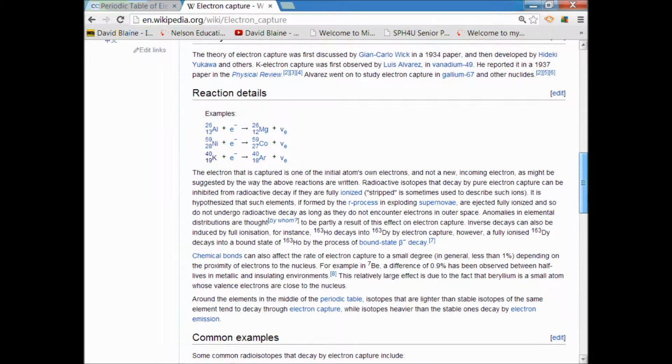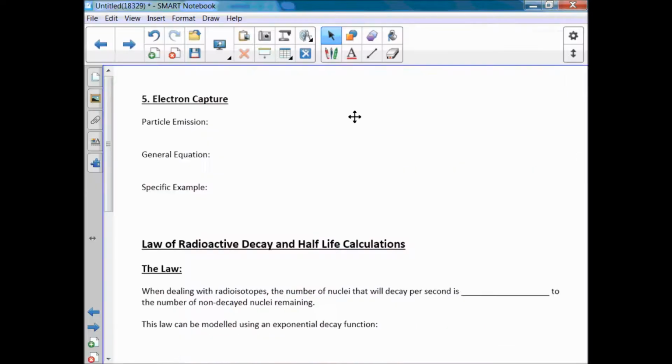Examples. Aluminum 13 26 plus electron. No, we have to do the general one first. Yes, that's right. So the particle emission for electron capture is again just an electron neutrino.